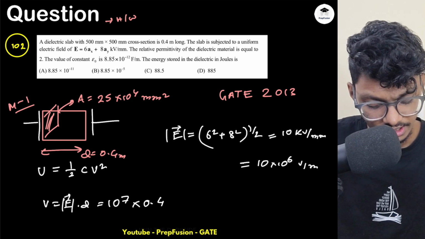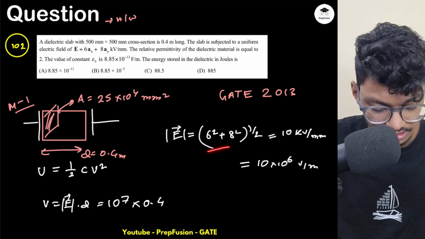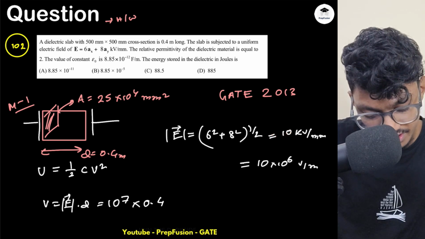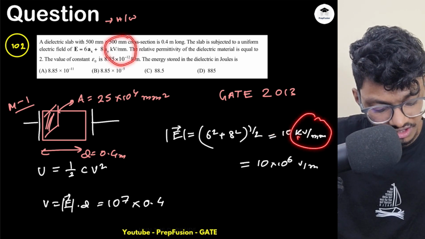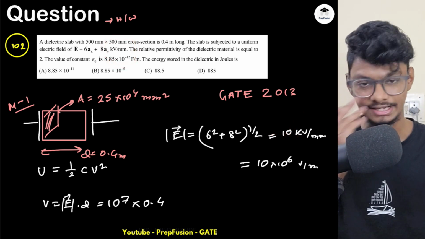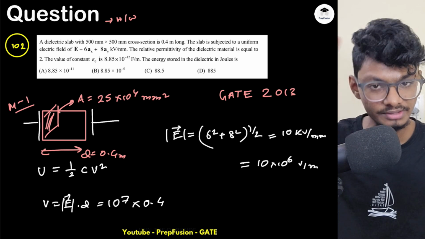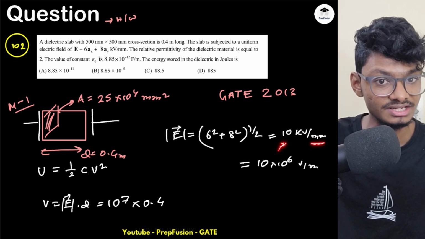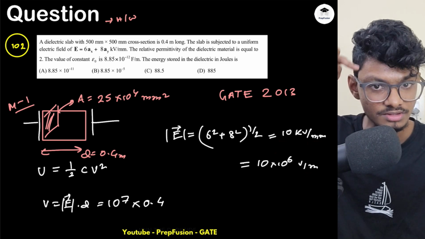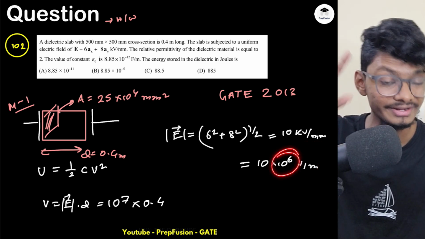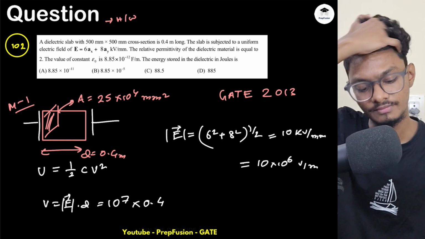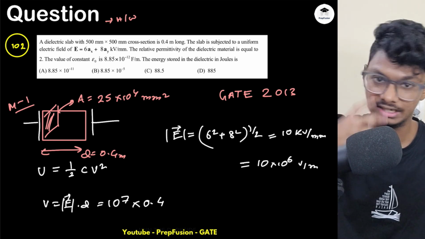What is magnitude of E? This, do remember, this is square root of 6 square plus 8 square. It becomes 10. But what unit is this? Kilovolt per millimeter. So I'll convert everything into volt per meter, right? SI units. So kilovolt to volt means 10 raised to power 3, and 1 millimeter means 10 raised to power minus 3 meters. So 10 raised to power minus 3 is in the bottom, so it will go in the numerator. So overall it will become 10 raised to power 6. So 10 into 10 raised to power 6 volt per meter. Okay, that is the electric field basically.